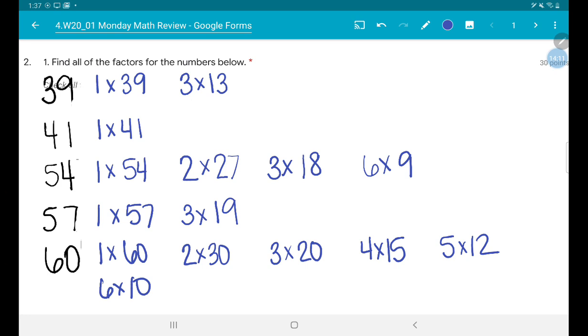Is 7 going to be a factor? No. 8. No. 9. Yes. 9 times what equals 60? Nothing. 10? Yes. We've already got 10 listed, so we're done. You should have 1, 2, 3, 4, 5, 6, 10, 12, 15, 20, 30, and 60.